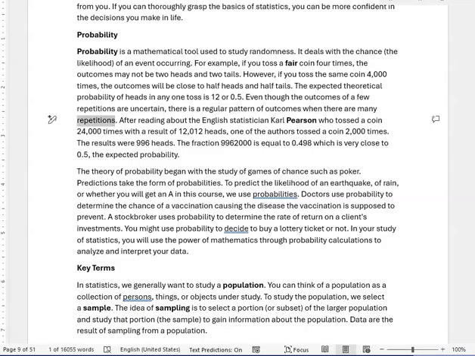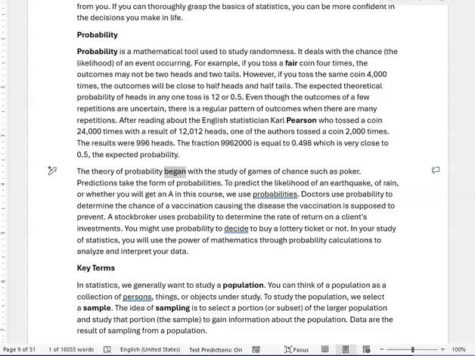Even though the outcomes of a few repetitions are uncertain, there is a regular pattern of outcomes when there are many repetitions. After reading about the English statistician Karl Pearson, who tossed a coin 24,000 times with a result of 12,012 heads, one of the authors tossed a coin 2,000 times. The results were 996 heads. The fraction 996/2000 is equal to 0.498, which is very close to 0.5, the expected probability.